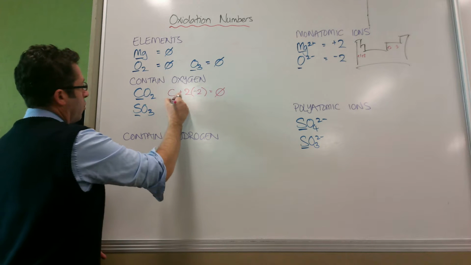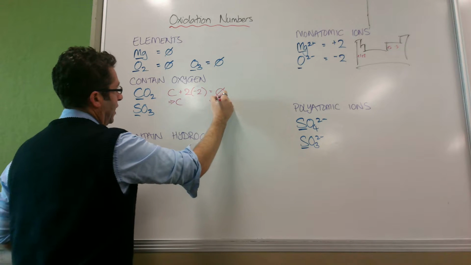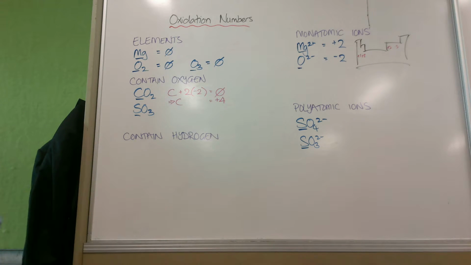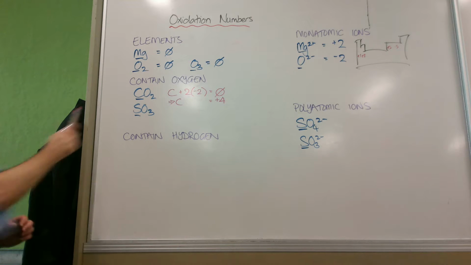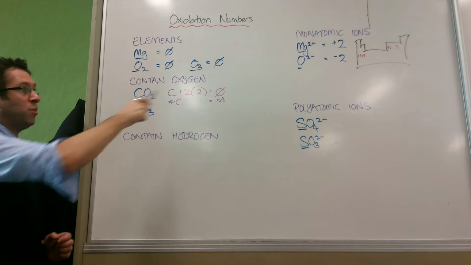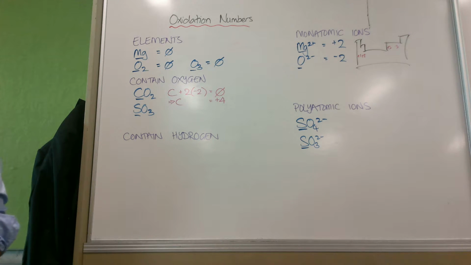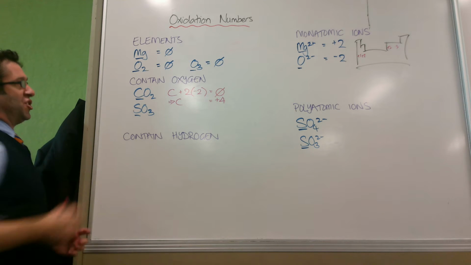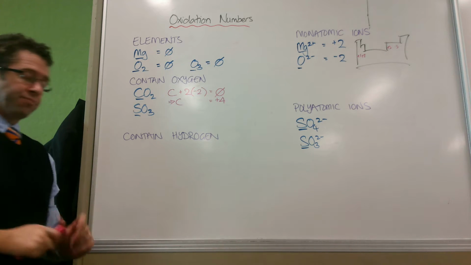So therefore, if I work this out, carbon is going to equal +4, because 4 minus 2 minus 2 equals 0. Therefore, it's a molecule with no net charge. That's pretty cool. So we're pretending that oxygen is -2.